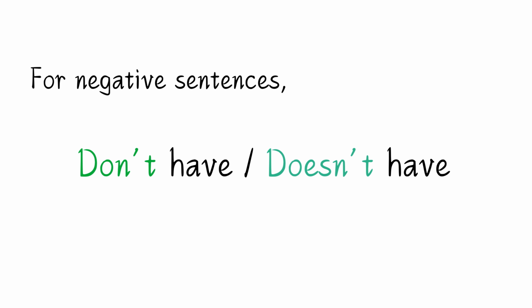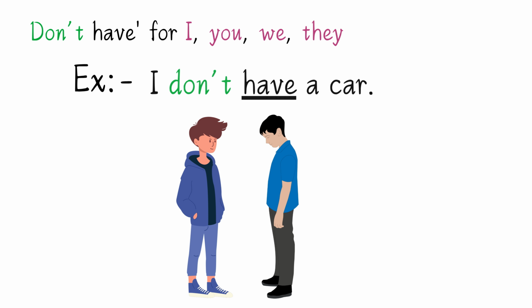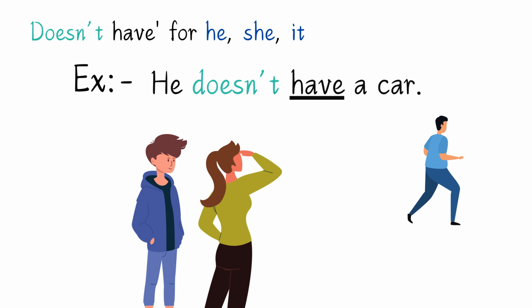Next, for negative sentences, we use don't have and doesn't have. Example for don't, I don't have a car. Example for doesn't, he doesn't have a car.